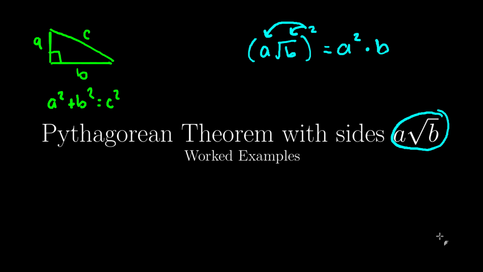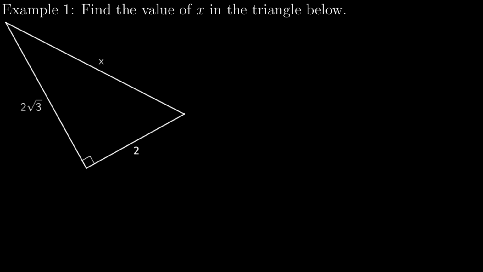So let's go through 6 examples, see how it works, and hopefully this will clear up any questions you might have. Here's my first one. Find the value of x in the triangle below. So first, identify c. c is going to be x. So when I'm doing a squared plus b squared equals c squared, I'll have the x squared by itself on the right-hand side. A and b can go in any order, so I'll put this 2 root 3 as a and 2 as b.